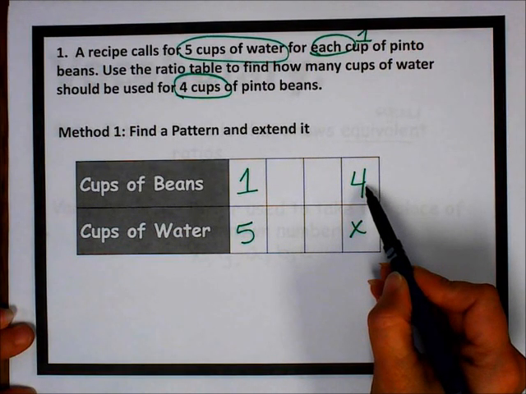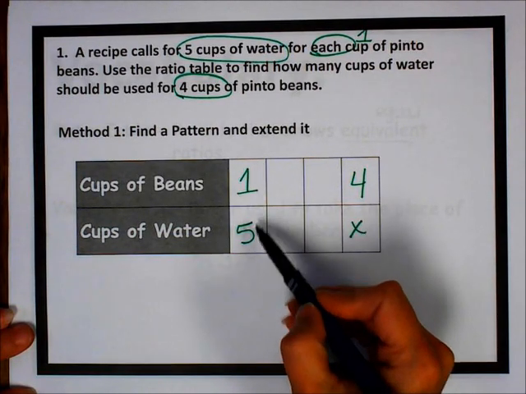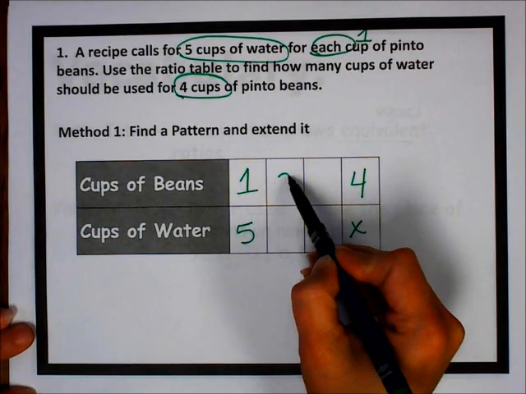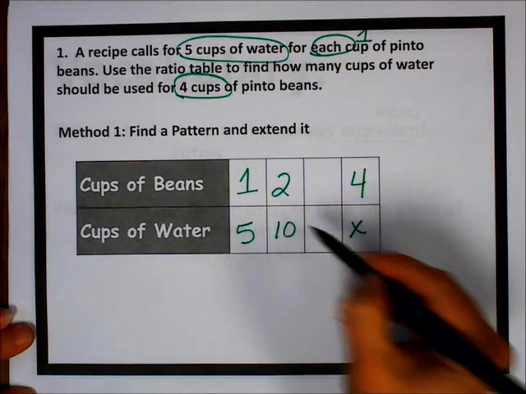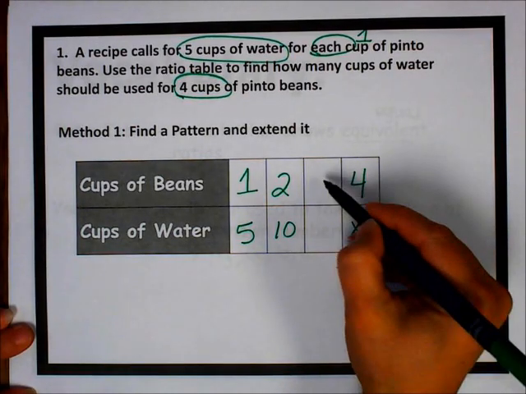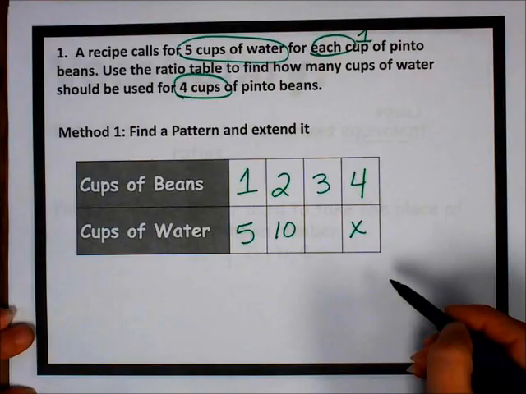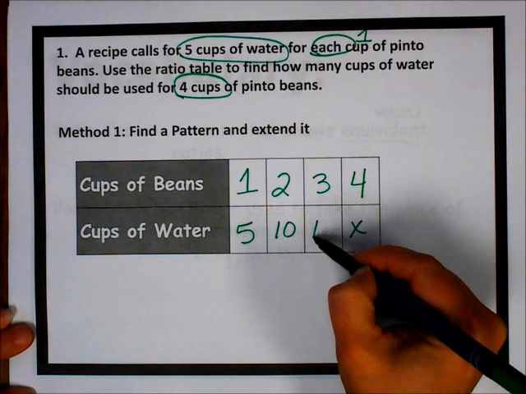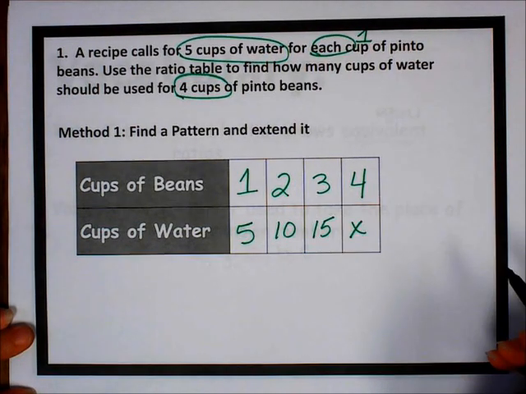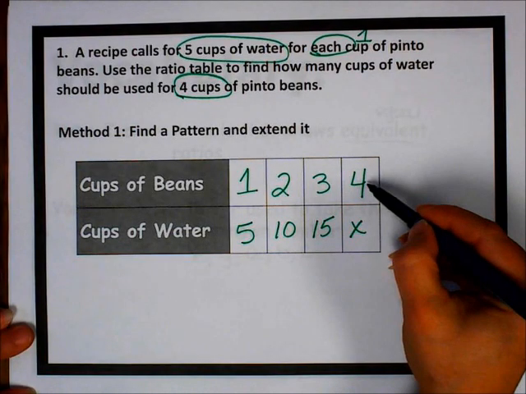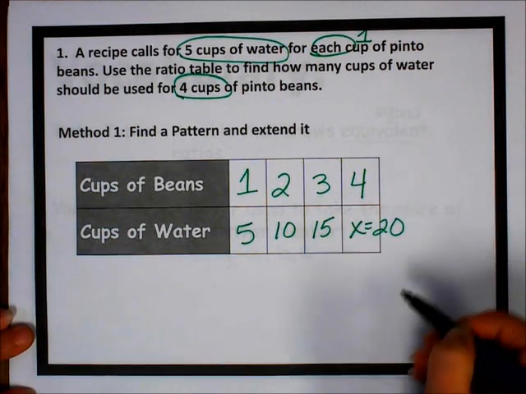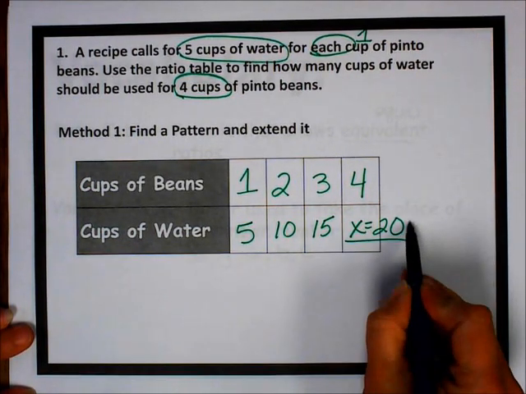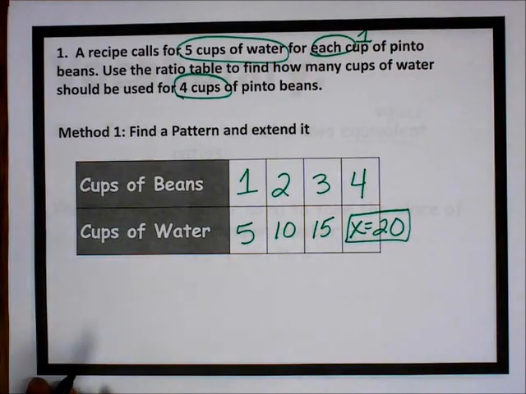For this first example, we're going to find a pattern. So for example, if 1 cup of beans needs 5 cups of water, how many cups of water will 2 cups of beans need? You're right, we'll need 10. So if we have 3 cups of beans, that's going to be 15 cups of water. So if we have 4 cups of beans, we are going to need 20 cups of water. So X, or my variable, is equal to 20.